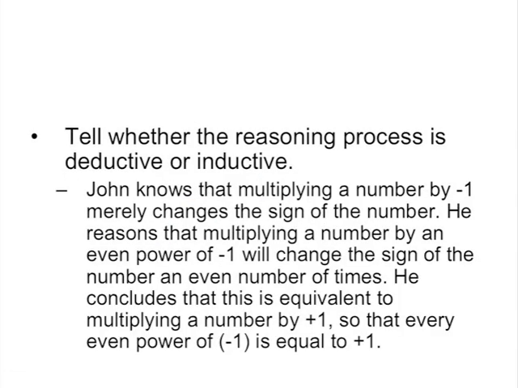John knows that multiplying a number by -1 merely changes the sign of the number. He reasons that multiplying a number by an even power of -1 will change the sign an even number of times. He concludes that this is equivalent to multiplying a number by +1, so every even power of -1 is equal to +1. Is this inductive or deductive?